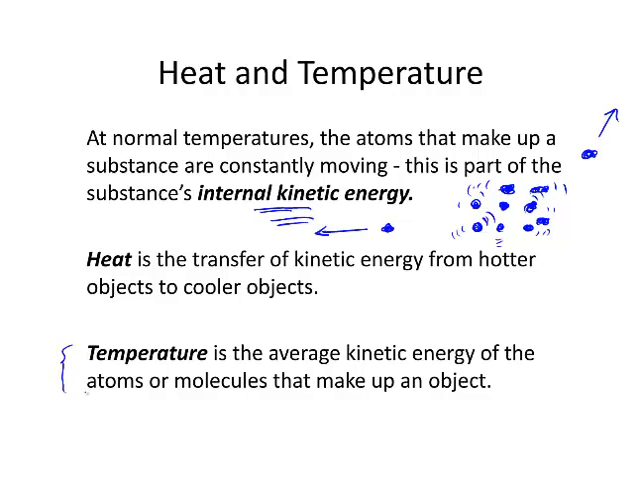One of them is temperature. Temperature we define as the average kinetic energy of the atoms or molecules that make up an object. The other term that gets used is the term heat. And heat refers to the amount of energy that can be transferred from a hotter object, that is, an object having more kinetic energy, to a cooler object, an object having less kinetic energy.